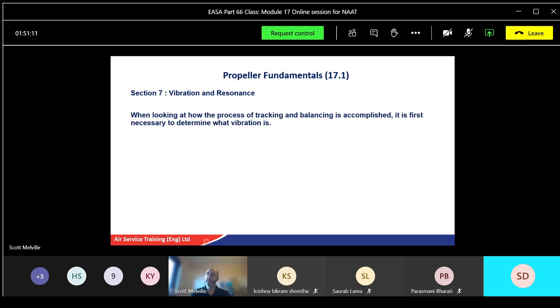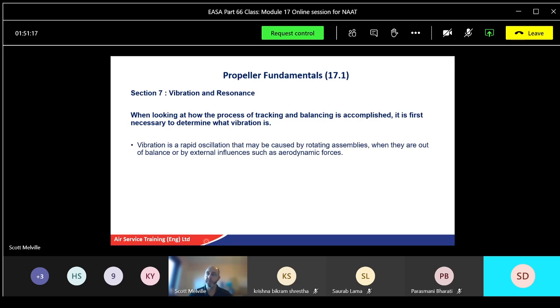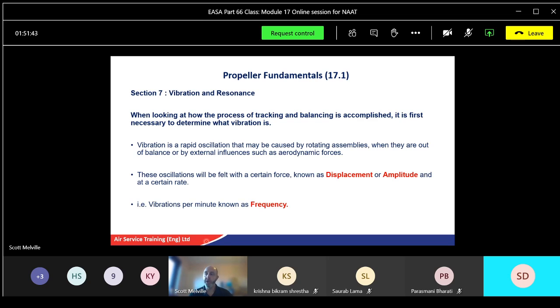So when looking at the process of tracking and balancing a propeller, we have to determine what vibration is. Now, what is vibration? Rapid oscillation is caused by rotating assemblies when they're out of balance or by external influences such as aerodynamic losses. Oscillations are felt at a certain force, known as displacement or amplitude, and at a certain rate, in other words, frequency. Vibrations per minute is known as frequency. We'll go back to module 2, your physics. Hopefully you'll remember some of these terminologies.